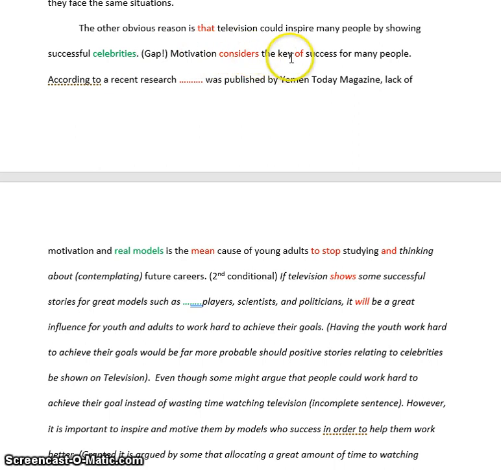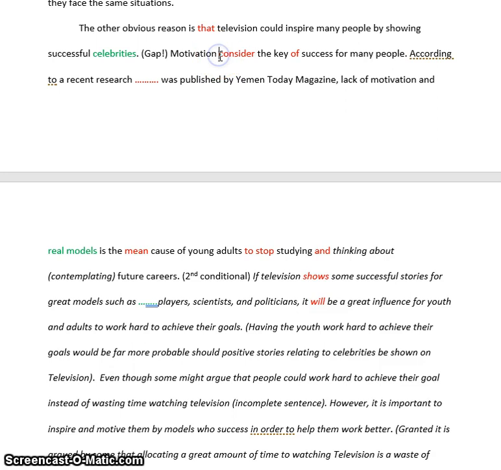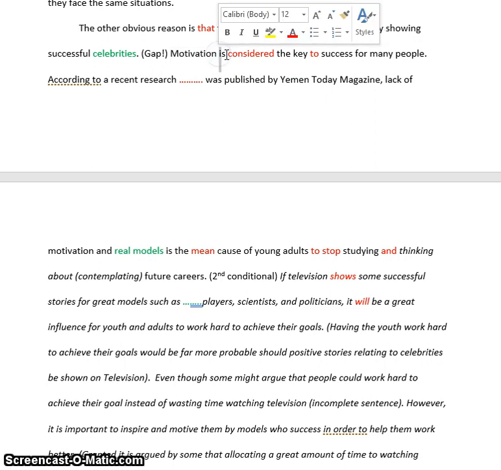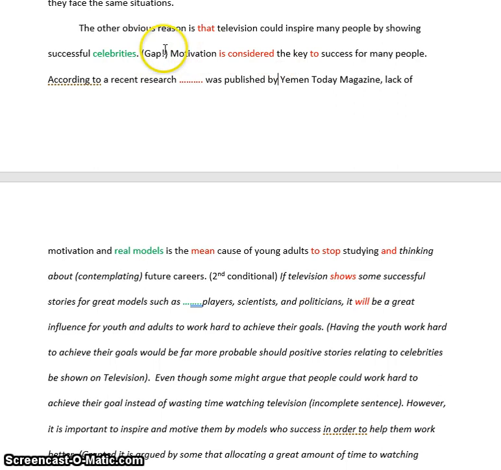Motivation considers the key. Motivation, I think you're trying to use the passive. Motivation is considered, there we go, is considered the key to success for many people. Okay, I'm just going to add this in red as well, so we know that we have just changed this part of the sentence. So now that we have this sentence corrected, let's fill this gap together.